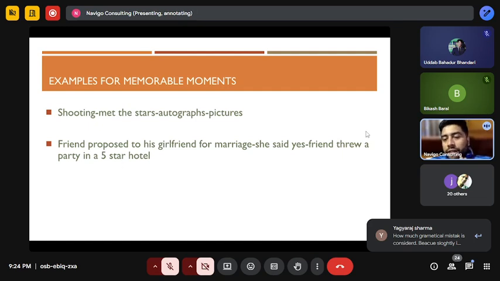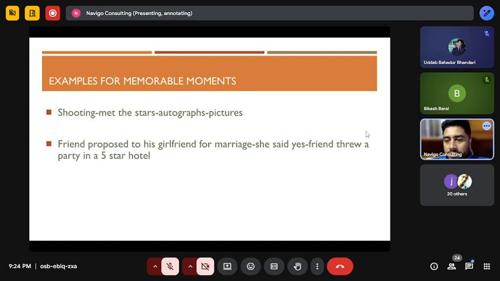Oh my God, what is this? How much grammatical mistake is considered? Because I have slight grammar issues. So what happens is, if your grammar is very good, you are going to get a very good mark. And if you are struggling with your grammar, then you're going to get fewer marks.